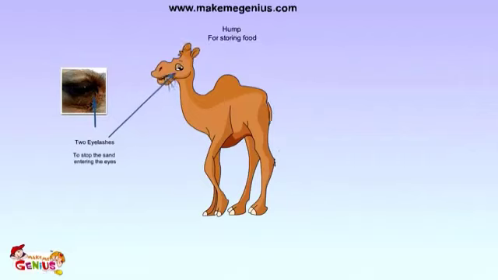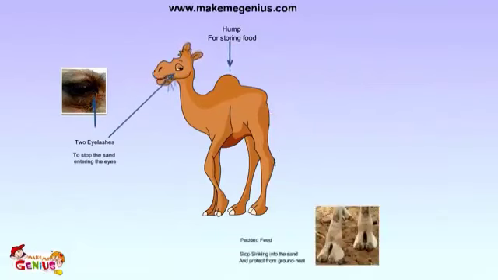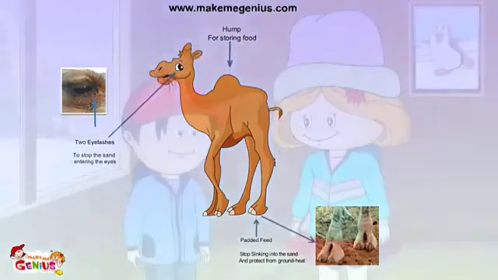They have big humps. These humps store a lot of fat. This fat can be converted into a source of energy when food and water are not available for days. Even their feet look different. Yes, you are right. Camels have a special type of feet. These feet help them walk in sand easily, and also protect them from the heat of the sand.